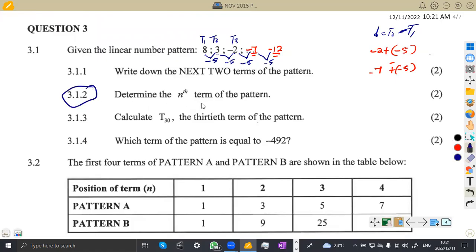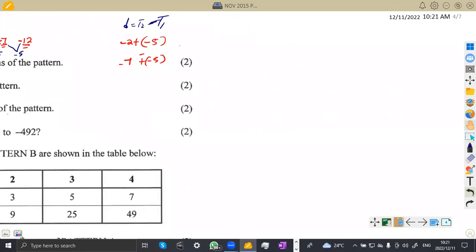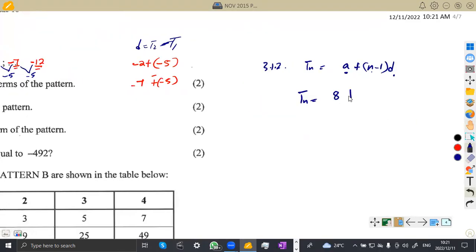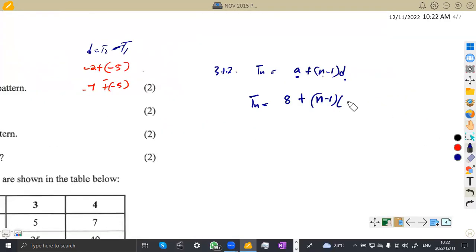On 3.12, determine the nth term of the pattern. So the nth term, remember, guys, I talked about this. I told you guys about the nth term, that it is given by the formula A plus n minus 1 times D. Just try by all means to memorize this formula, where A is the first term, n is the number of terms, and D is the common difference. So that means Tn is equal to A. That's our first term here, which is 8. So we've got a first term of 8 plus n minus 1 times the common difference. We saw that there was a difference of minus 5. So you just multiply by negative 5.